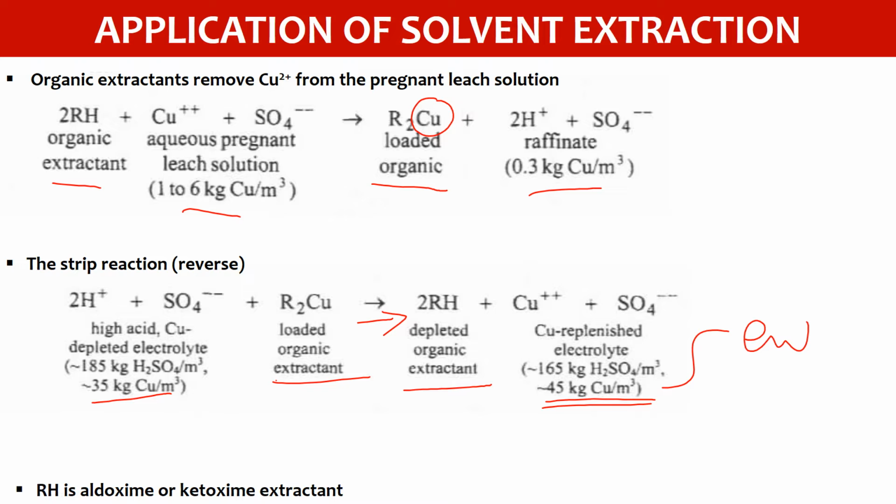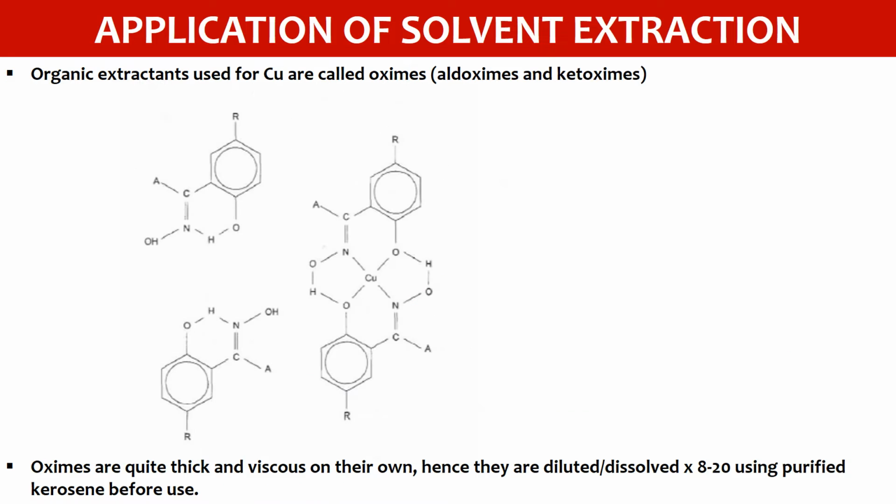Okay, right. So as you can see, there is an RH here, and there is also an RH here, which is your organic extractant. In this case, for copper, they use an aldoxime or a ketoxime extractant. Okay, right. So these are your oximes. You can see here in their single state. Then here they have actually extracted the copper.